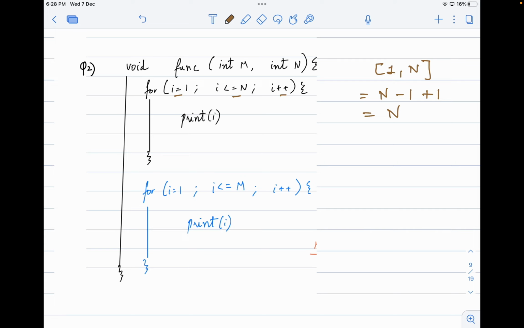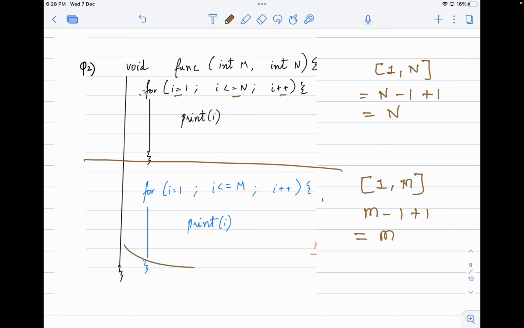The same way here, but it is not n, it is m. Just put m here. m minus 1 plus 1 is equal to m. Now after the first loop's iterations, these iterations are going to start. You don't know how much m will be. Suppose it is m, then you can say n plus m iterations are happening.